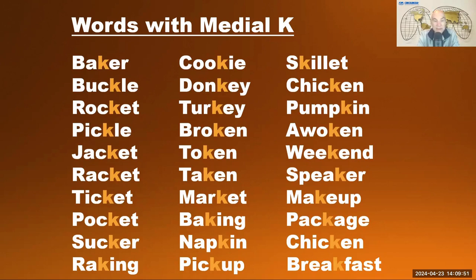Baking. Napkin. After baking, I needed a napkin. Pick up. Pickup truck. Skillet. We fried the chicken in the skillet. After eating the chicken, we ate pumpkin.